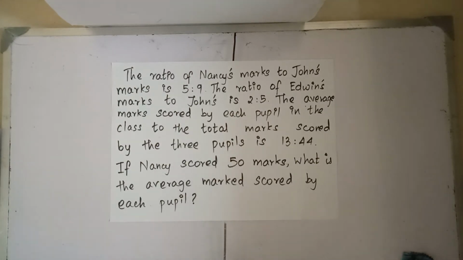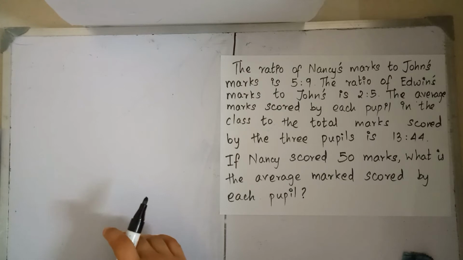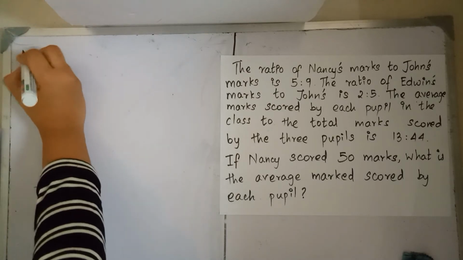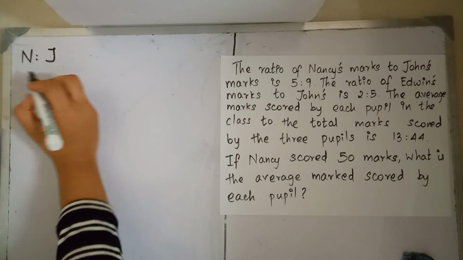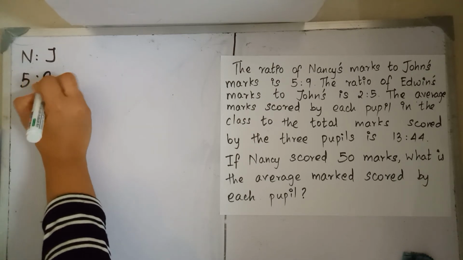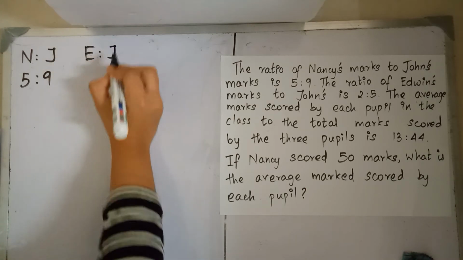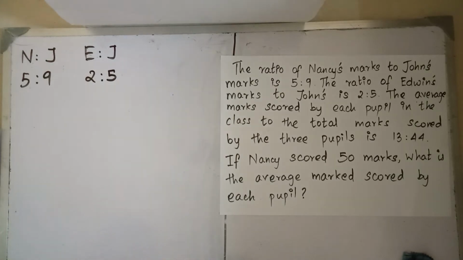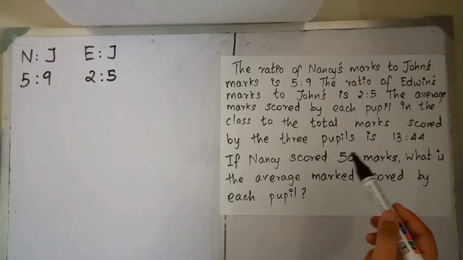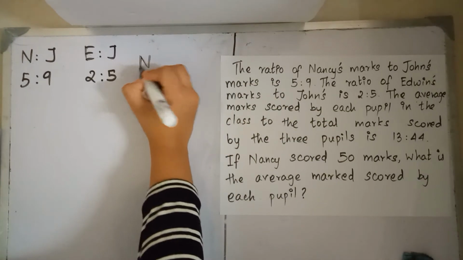Okay, so this problem has a lot of data. Let's first take all of that down. So the problem states that the ratio of Nancy's mark to John's mark is 5:9. The ratio of Edwin's mark to John's mark is 2:5. And the problem states that the mark scored by Nancy is 50.